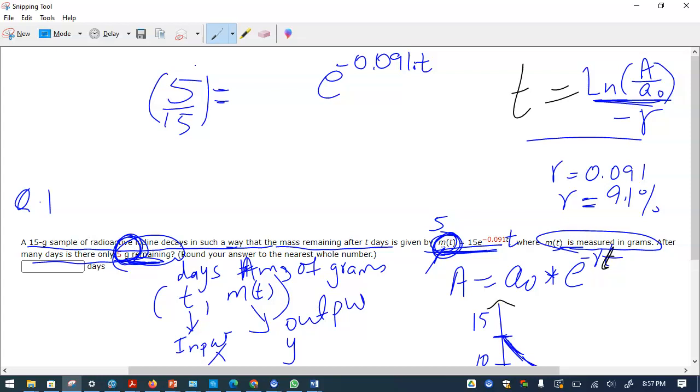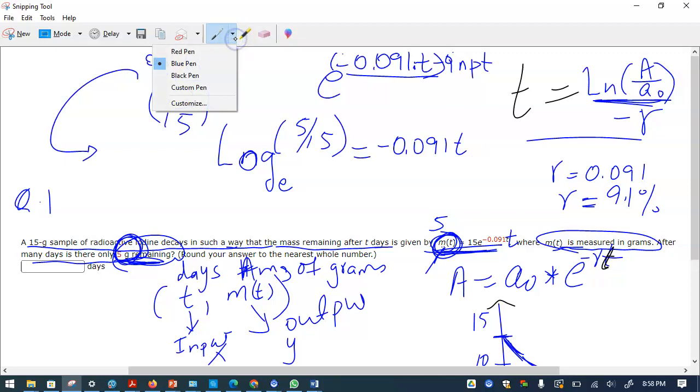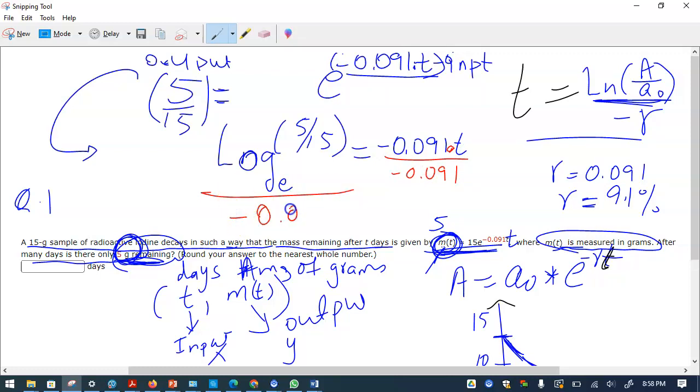And now I want to switch this to ln form. So the input here is this, and this is the output. And remember the shortcut trick. When you want to write in the ln form, logarithm with the base e, the output is 5 over 15, and the input is everything that is minus 0.091 and t. And then you divide by, because you want to solve for t, right? So it's minus 0.091 and this is minus 0.091.